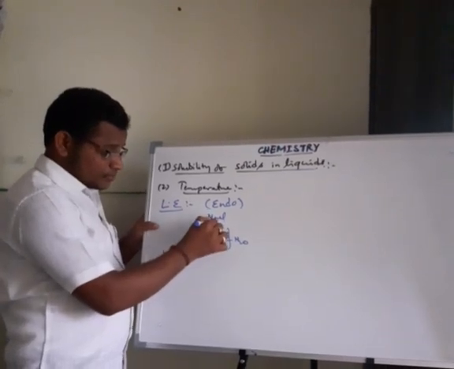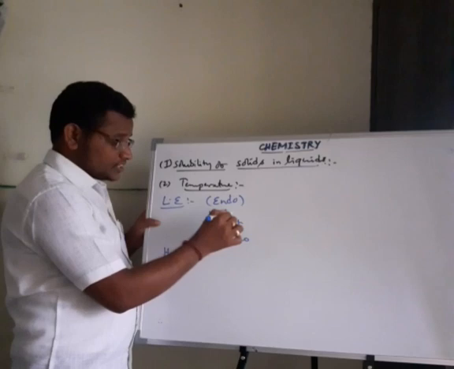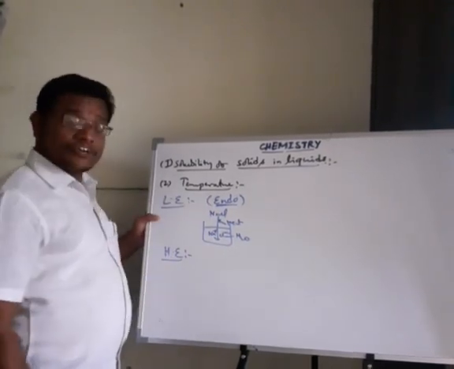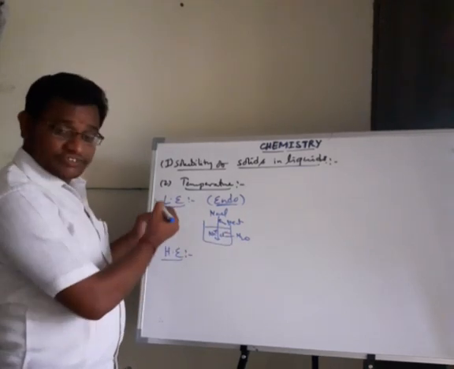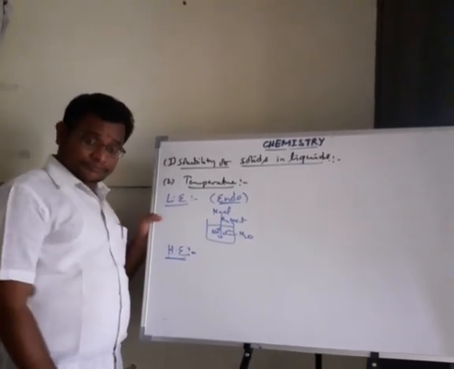Here the ionic compound separates into its ions, which requires some amount of heat. That's why that energy is called lattice energy, and it is an endothermic process. Here energy is required, that's why it is an endothermic process, lattice energy. Then what about the hydration energy?